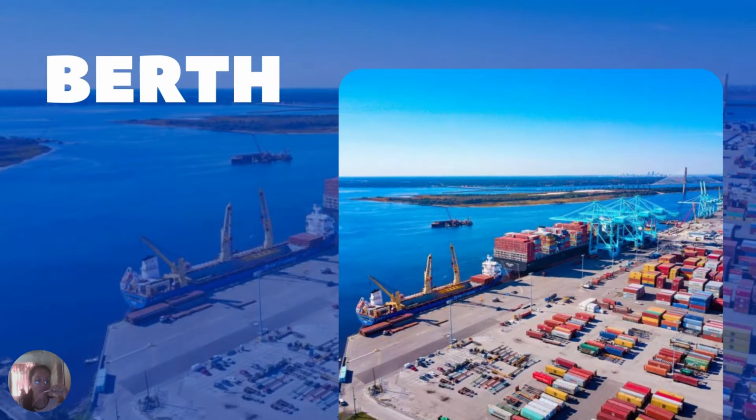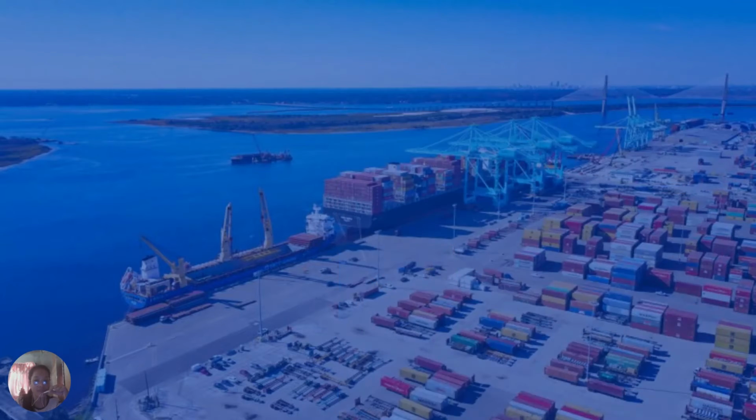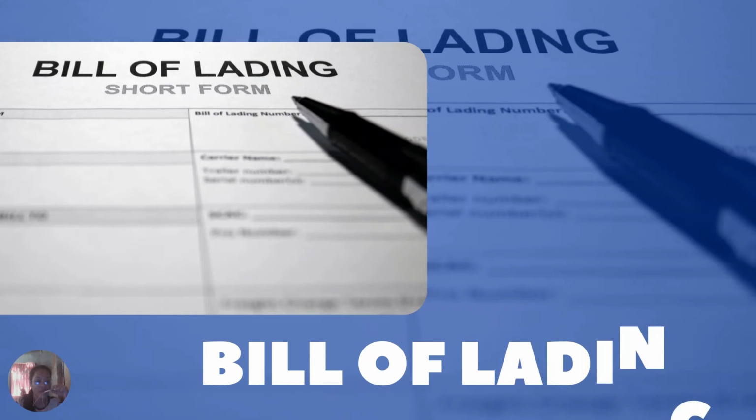Next, we have berth. Berth is the part of a pier or wharf that is occupied by a vessel, or any place in which a vessel may lie at anchor or at a dock. Bill of lading. A bill of lading is a transport document for ocean freight issued by shipping lines, carriers, and international freight forwarders or non-vessel operating common carriers.